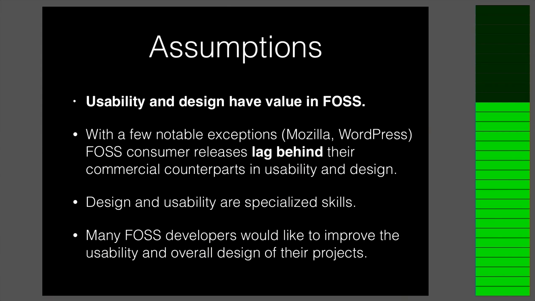So I come to this with a few core assumptions. Usability and design have value. Many open source applications, not all, because there's plenty of crappy software all over the place to be found, but many lag behind commercial software in terms of usability. Design and usability are specialized skills. I just went to a wonderful lecture teaching programmers the basics of good UI, good UX. If you have the ability to bring in a trained designer or UX professional on your open source project, I would really advocate that you go that route, because it's a different mindset, it's a different set of skills. And my assumption is that people want their projects to be the best and would like better skills.